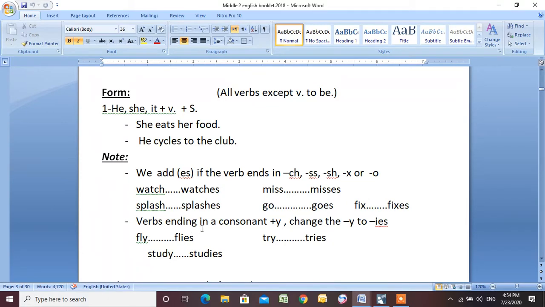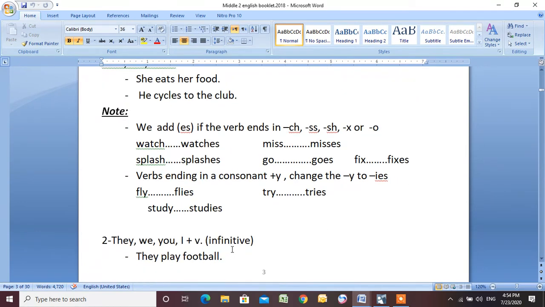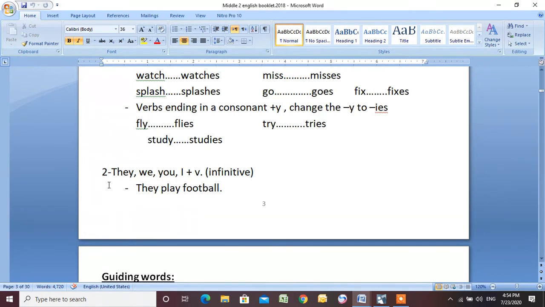What about the verbs ending in a consonant plus y? We change the y to ies. So for example, fly, flies. We change the y into ies. Try, tries. Study, studies. With subjects like they, we, you, I, I put the verb in the infinitive. For example, they play football. We eat our food.